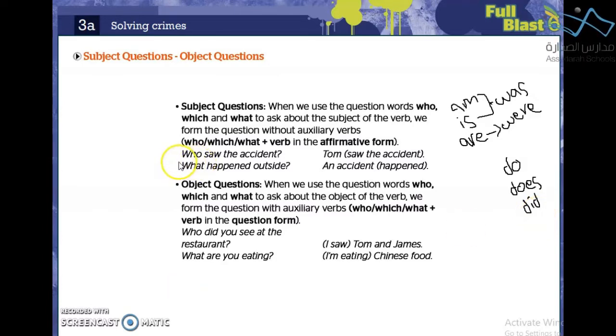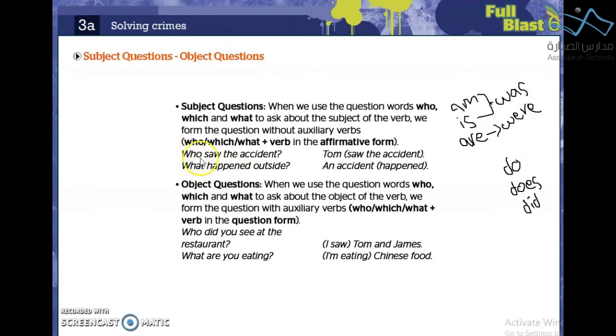Let's have some examples concerning asking a question about the subject. Look, we have two questions here. Both of them started with the question words who and what. These two question words are followed by verbs. And look, in the first question I'm asking about something that happened in the past. That's why I used saw. And the second question, I'm also asking about something that happened in the past. That's why I use the verb happened.